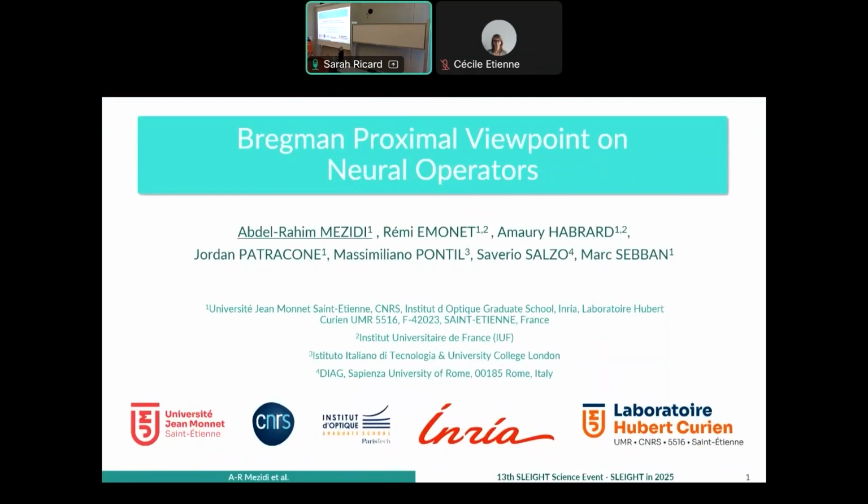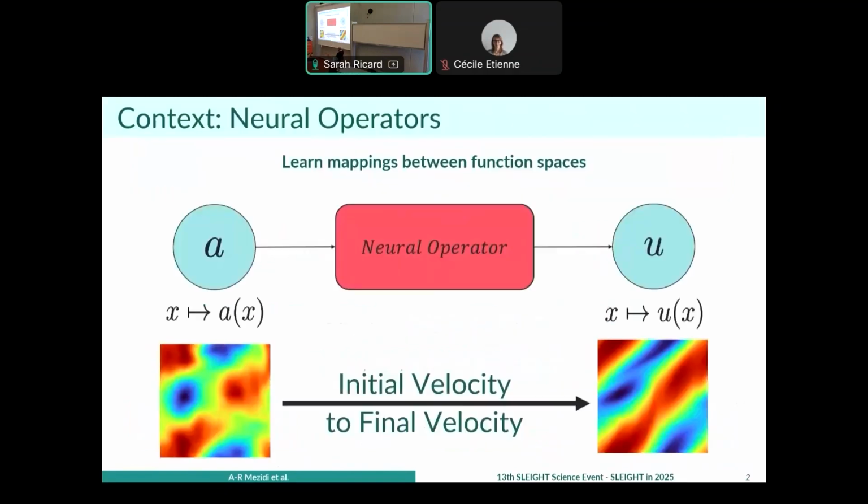Our work is titled Bregman Proximal Viewpoint on Neural Operators. Basically, this can be summarized in two main contributions. First, a new framework where the training of neural operators is seen as a bi-level optimization problem. And then the conception of a new family of architectures arising from this framework. But before we dive into this, let me present to you neural operators.